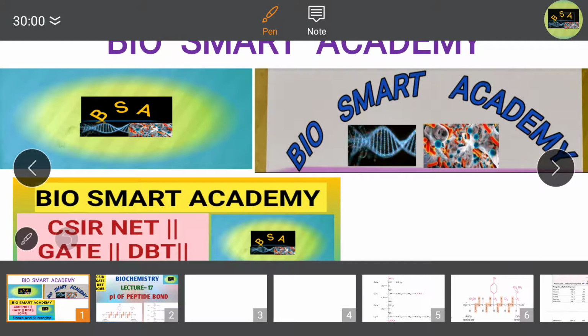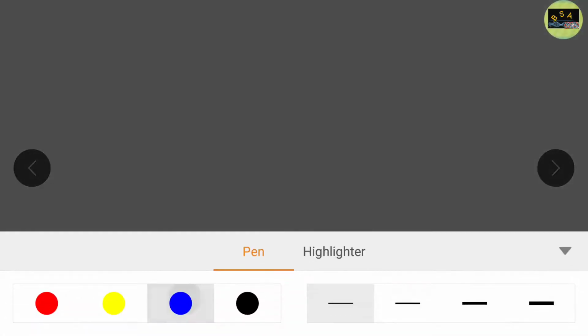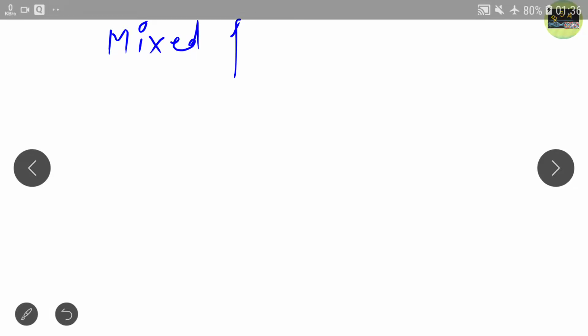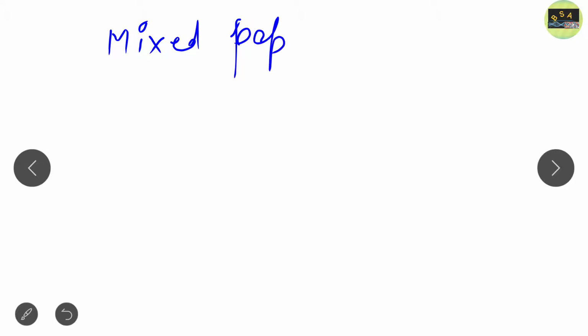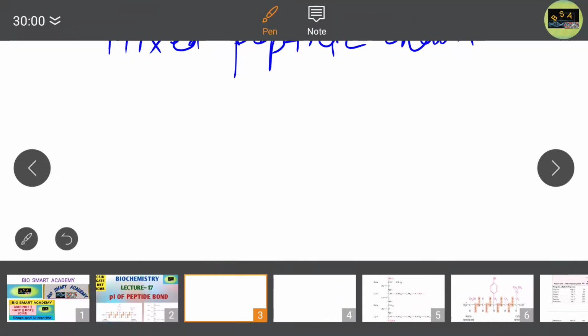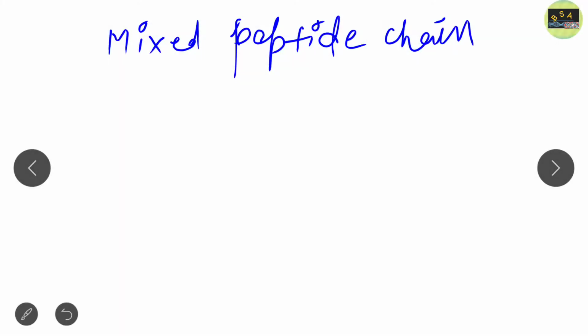This is the calculation for the mixed peptide chain. Okay, so this is the mixed peptide chain. Now just look at this.